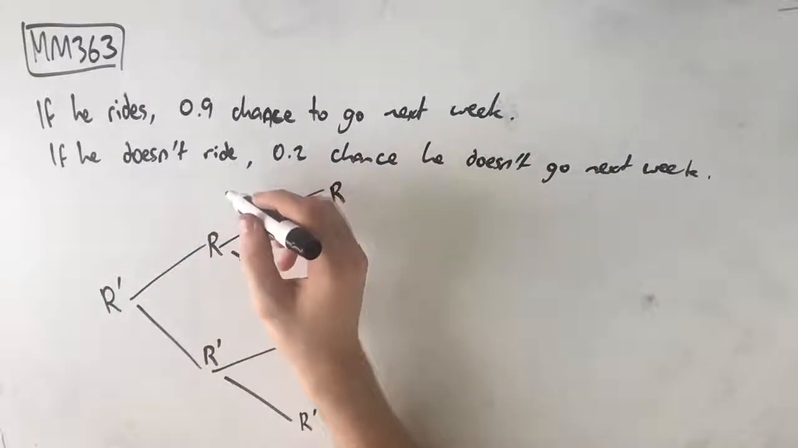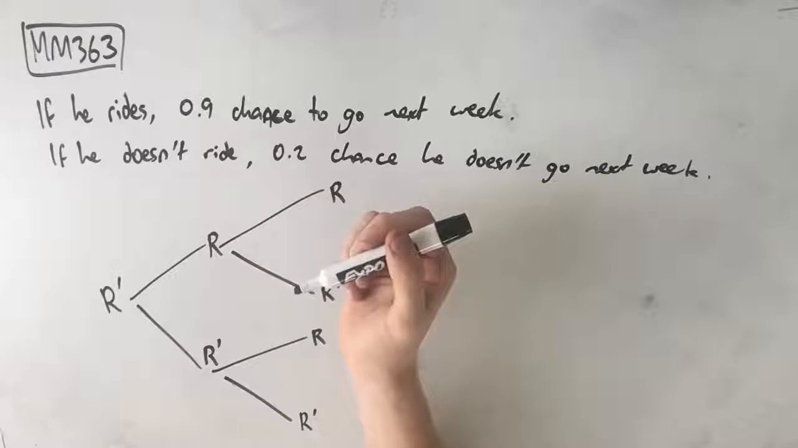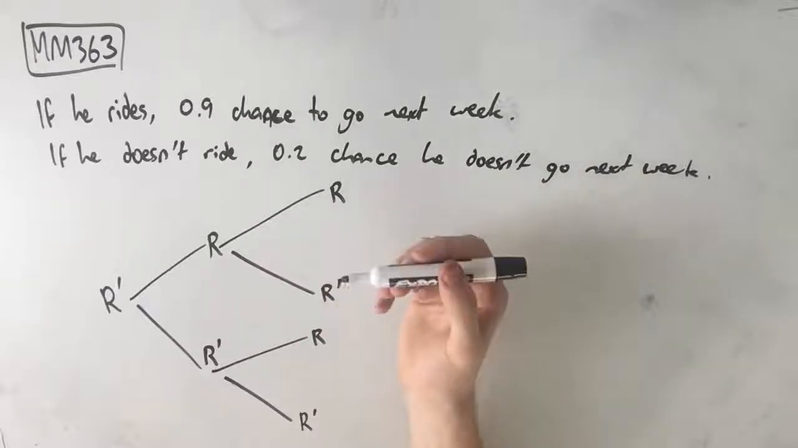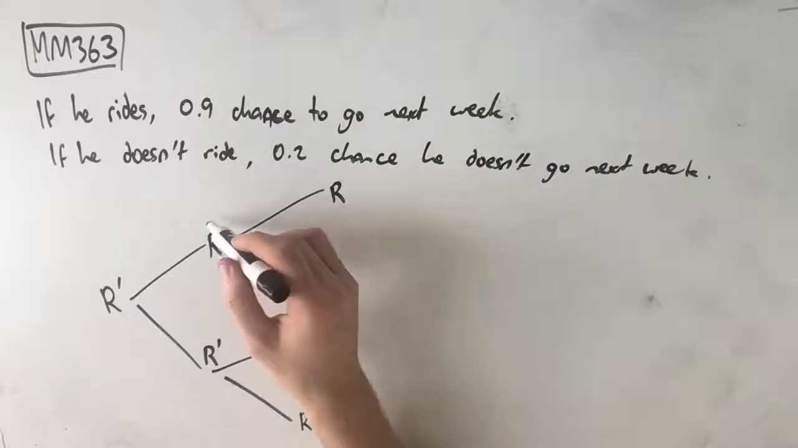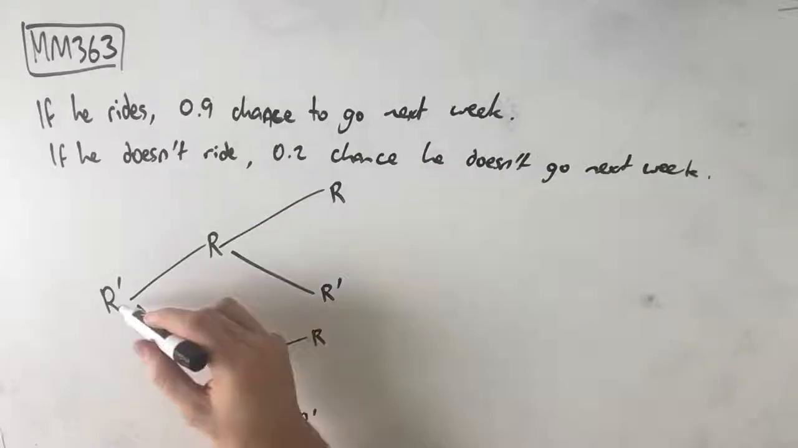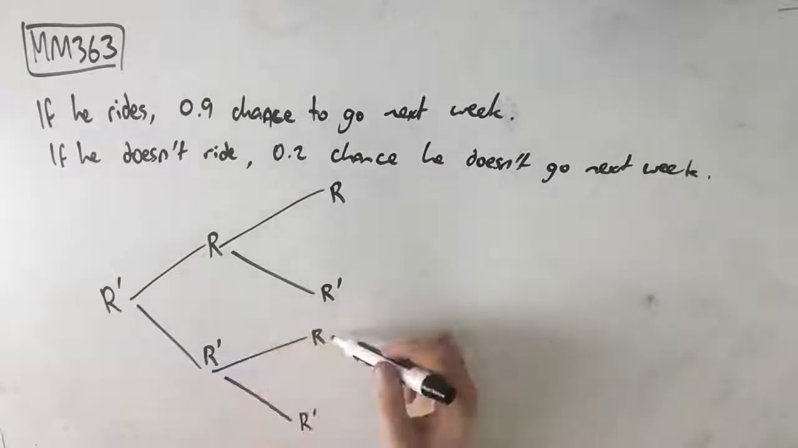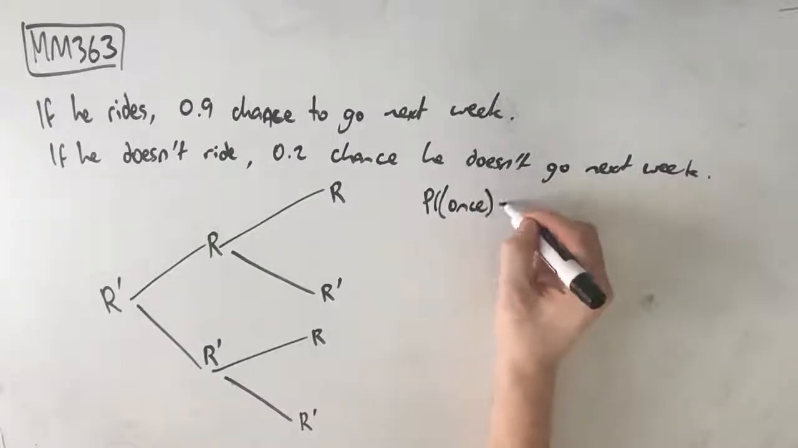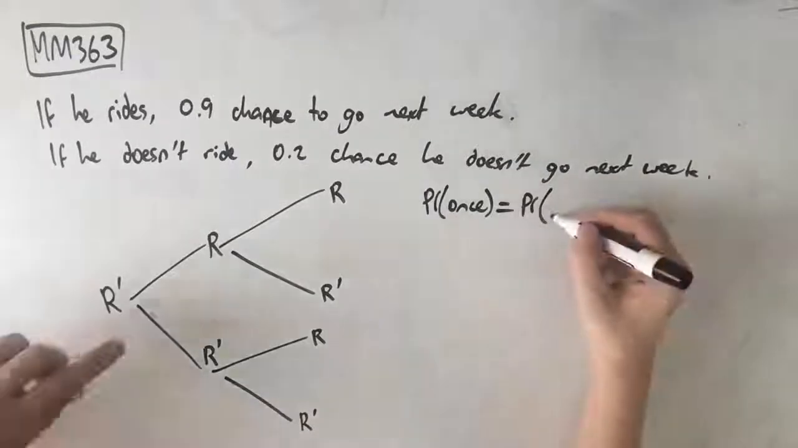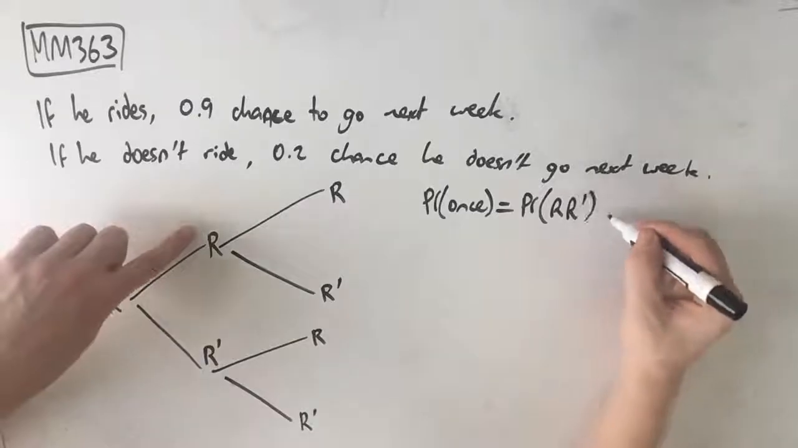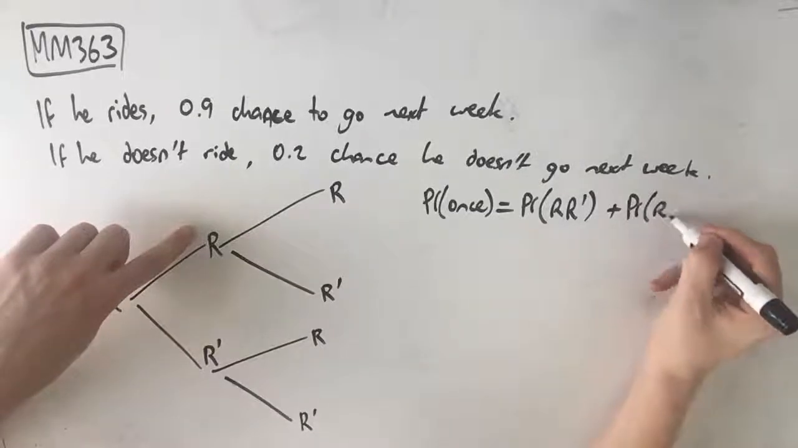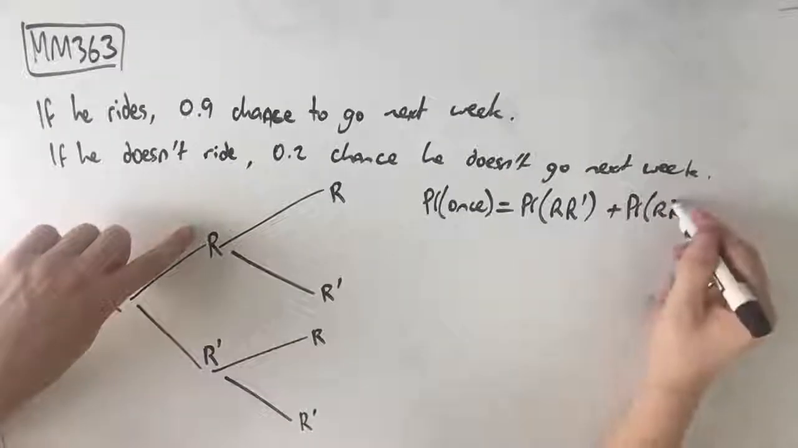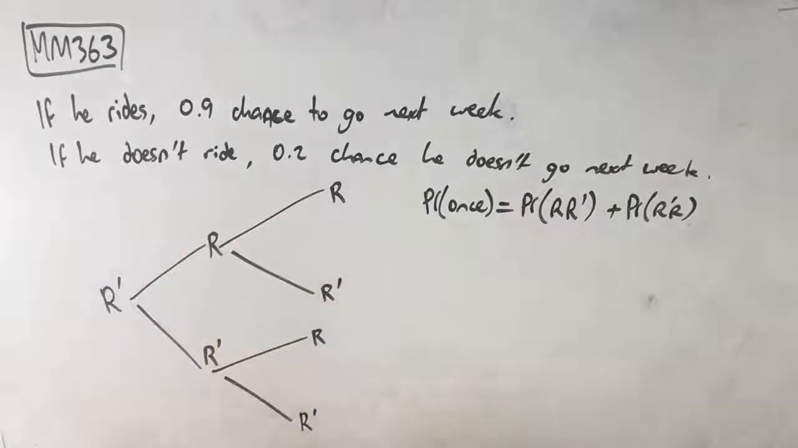Now we need to figure out the probability that he goes riding exactly once in the next 2 weeks. So he could go riding next week and then not the next, or not riding this week and then the next. All right, so we're looking for the probability that he goes once, which is the probability that he goes riding once and then not, or the probability that he doesn't go riding and then he does go riding. Awesome.